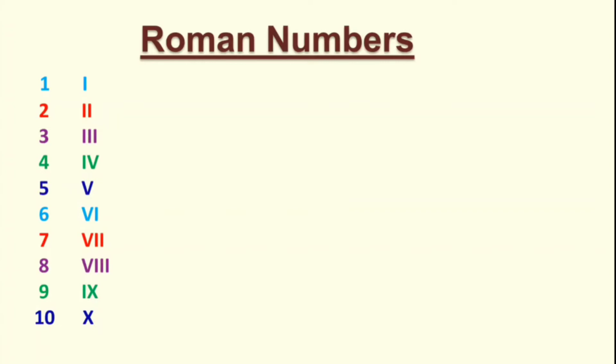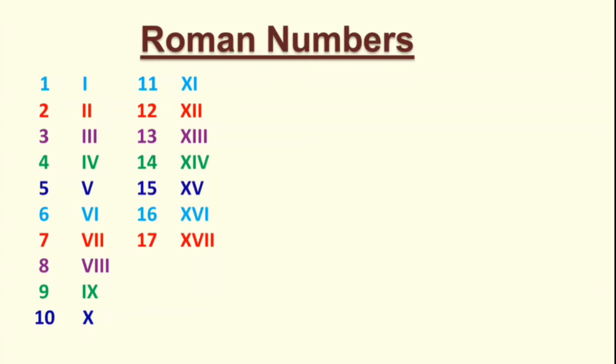Now, for 11, as the tens number is 10, 10 plus 1 is 11. So, always write down X to the left and write down all numbers from 1 to 9 to get 11, 12, 13, 14, 15, 16, 17, 18, 19.